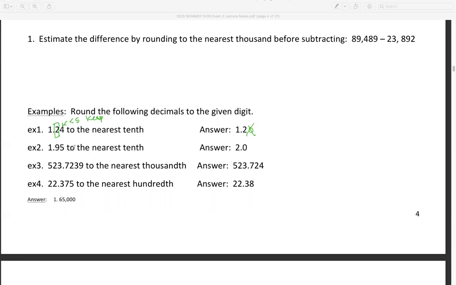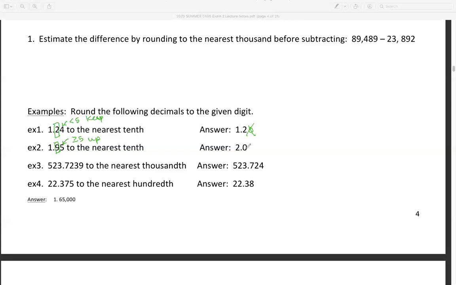For example 2, we're rounding to the nearest tenth, and the 9 is in the tenths place, and the 5 is greater than or equal to 5, so we're going to round up. Now, since we're rounding up and the next digit above 9 is 10, you don't put a 10 there. You have to carry the 1.